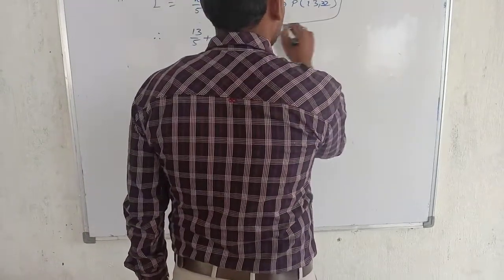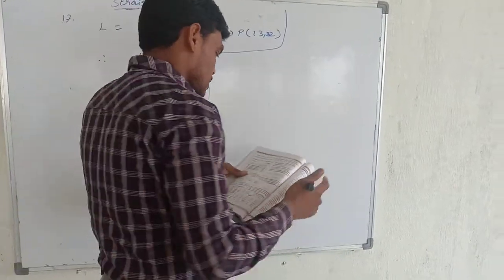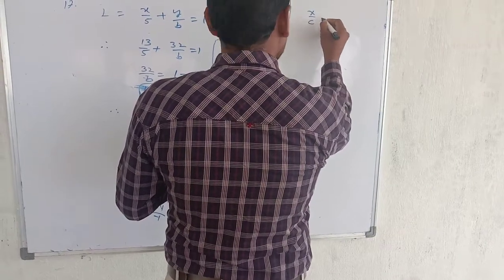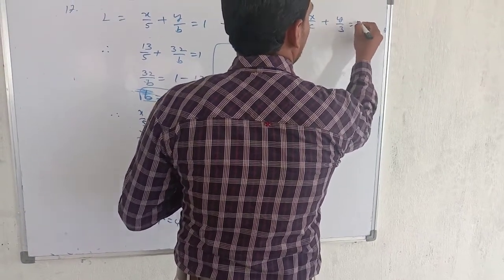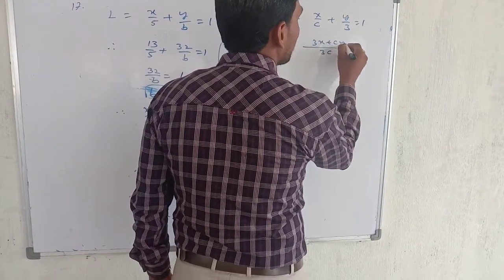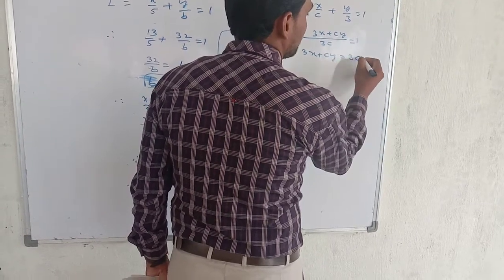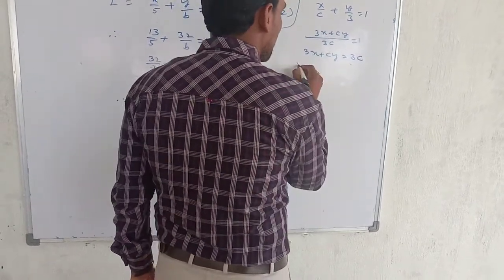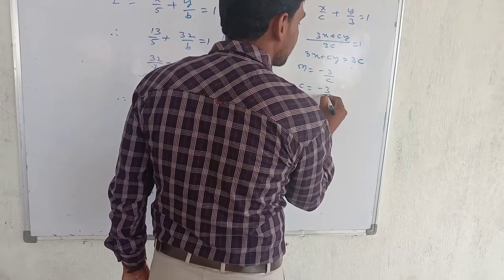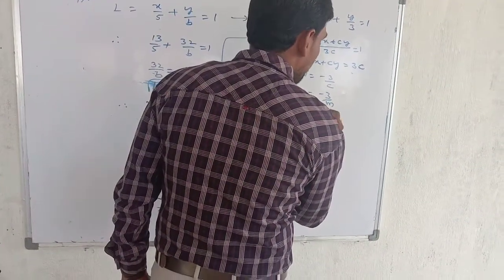Now the second line k is parallel to L, with equation x by c plus y by 3 is equal to 1. Now the LCM is 3c, so 3x plus cy is equal to 3c. The slope of the line is m is equal to minus 3 by c, so c is equal to minus 3 by m, where m is equal to 4, and therefore c is equal to minus 3 by 4.